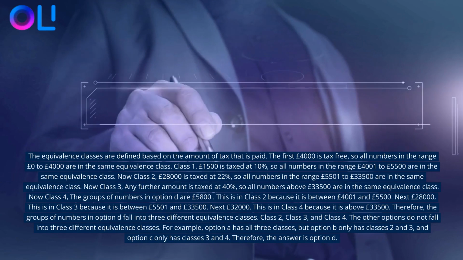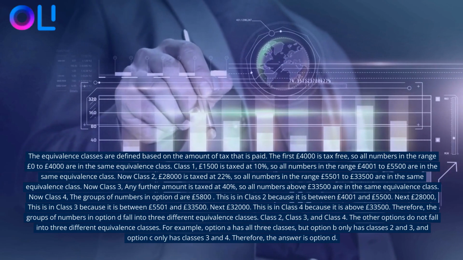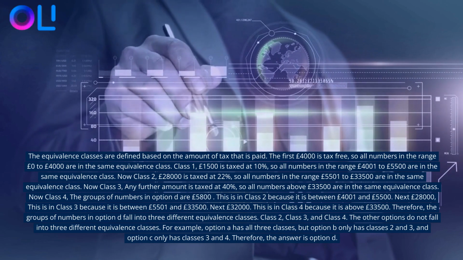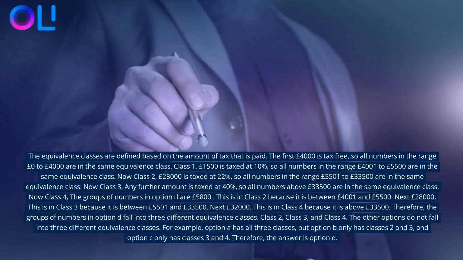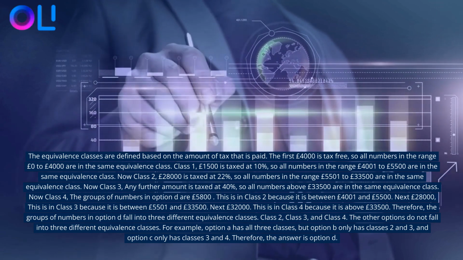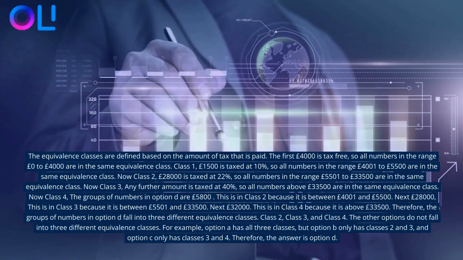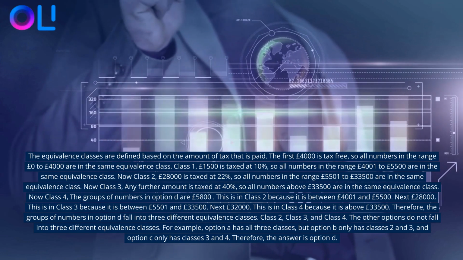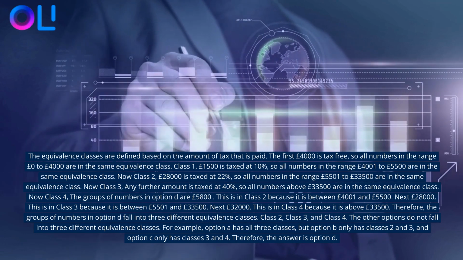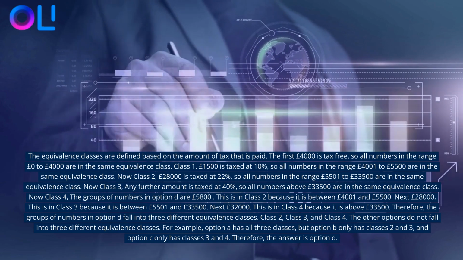The equivalence classes are defined based on the amount of tax that is paid. The first £4,000 is tax-free, so all numbers in the range £0 to £4,000 are in the same equivalence class, Class 1. £1,500 is taxed at 10%, so all numbers in the range £4,001 to £5,500 are in the same equivalence class, Class 2. £28,000 is taxed at 22%, so all numbers in the range £5,501 to £33,500 are in the same equivalence class, Class 3. Any further amount is taxed at 40%, so all numbers above £33,500 are in the same equivalence class, Class 4.